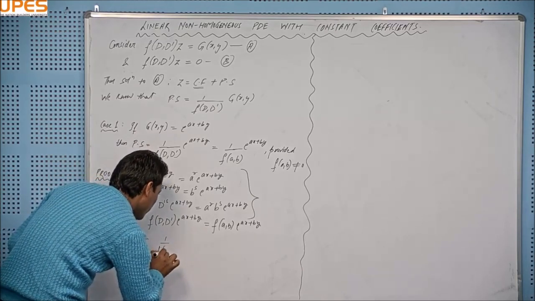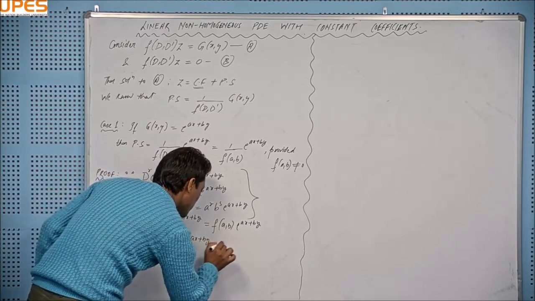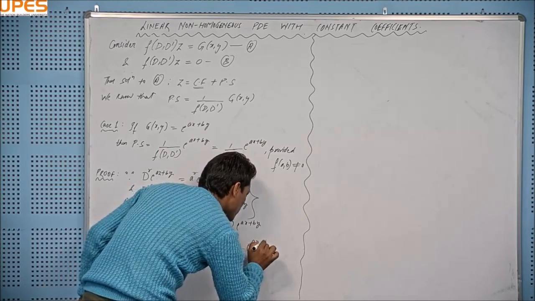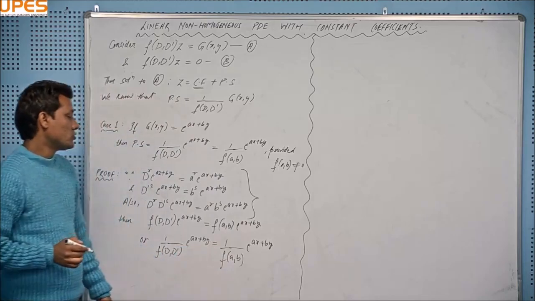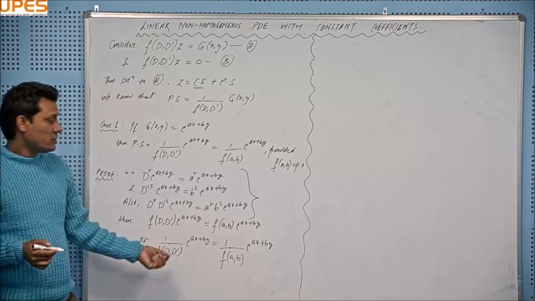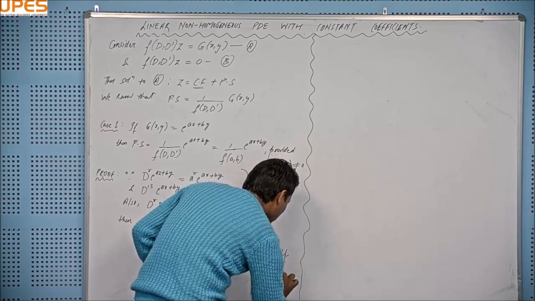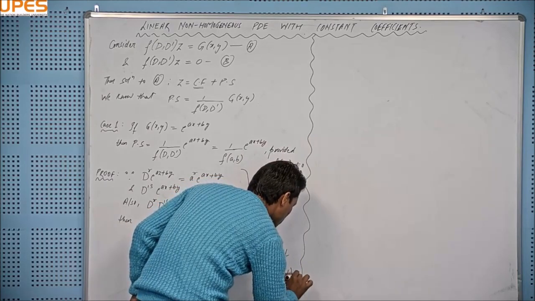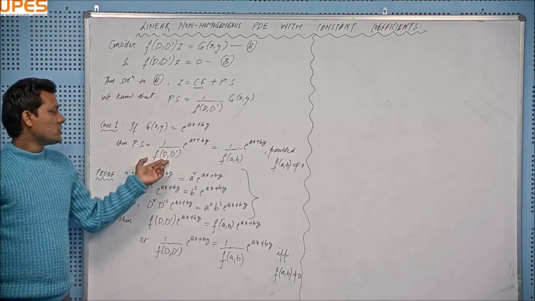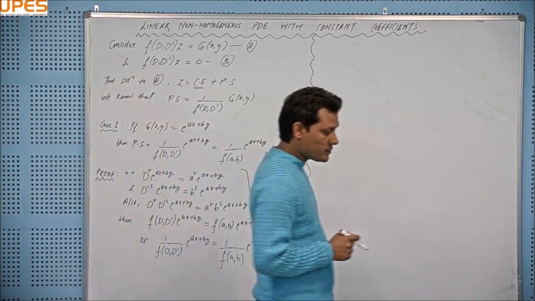Then we'll get 1 over f(D, D') on e raised to the power ax plus by is equal to 1 over f(a, b) and here I have e to the power ax plus by, provided this is not equal to 0, because f(a, b) can only be taken in the denominator if and only if this is a non-zero value, right? If and only if f(a, b) is not equal to 0. So this is a small proof for this. Why we substitute D is equal to a, D' equal to b in the case of exponential function present on the right hand side.